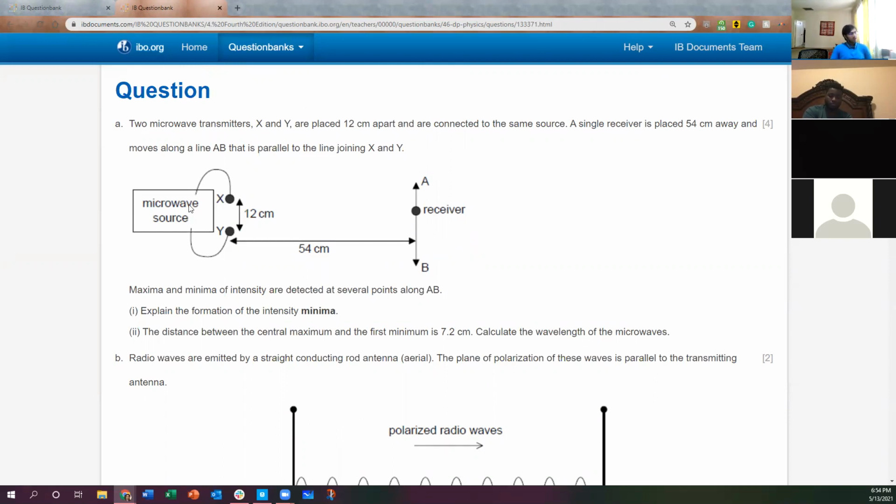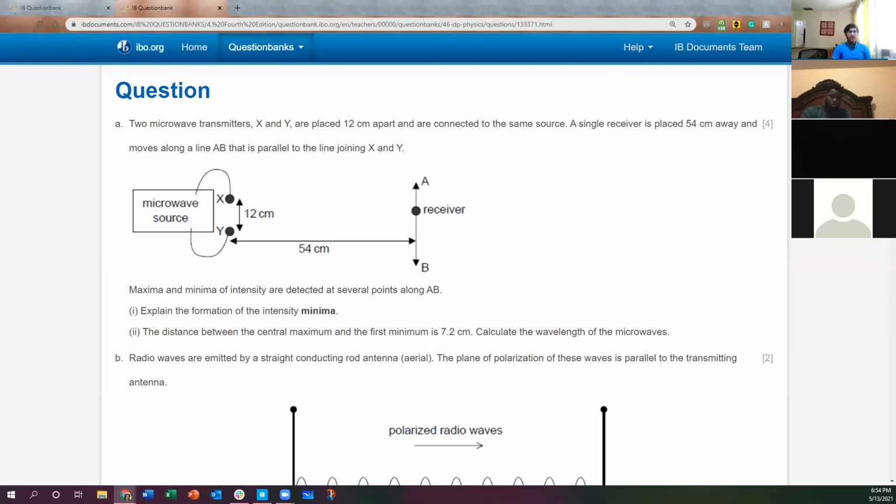Two microwave transmitters, X and Y, are placed 12 centimeters apart, connected to the same source. What does that mean? If they're connected to the same source, that means they're coherent, right? If they're coherent, same frequency, in phase. Now, a single receiver is placed 54 centimeters away, and it moves along this line AB that's parallel to the line joining X and Y. Maxima and minima of intensity are detected among several points along AB. So this is like when you have path difference and constructive and destructive interference. That's what this is asking about.